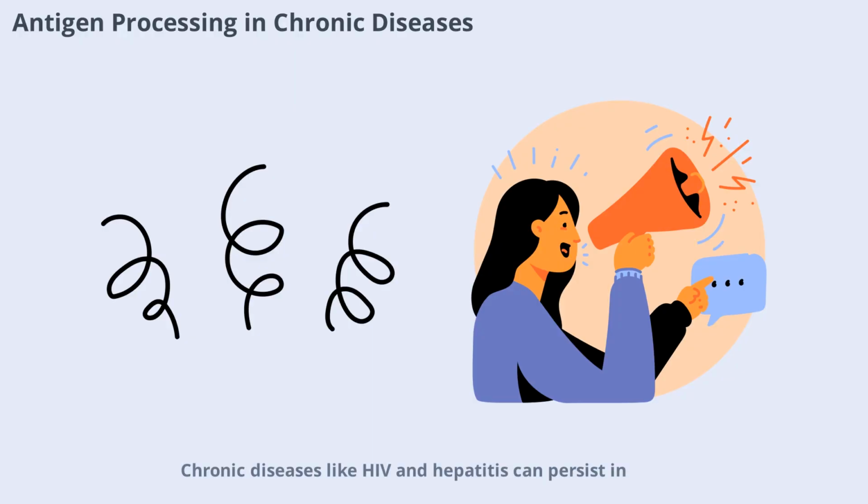Chronic diseases like HIV and hepatitis can persist in the body by interfering with antigen processing and presentation. These pathogens may hide from the immune system or exhaust immune cells, making it difficult to clear the infection. Understanding these mechanisms is key to developing new treatments for chronic diseases.